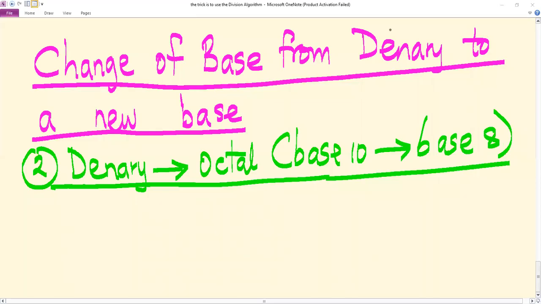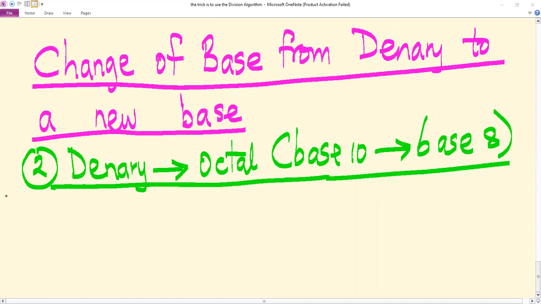Welcome to this session. This session will discuss how to change from base 10 to base 8. The process remains more or less the same as what we did in conversion from base 10 to base 2. But the thing here is that the divisor will be 8, so in each process we are dividing through by 8.